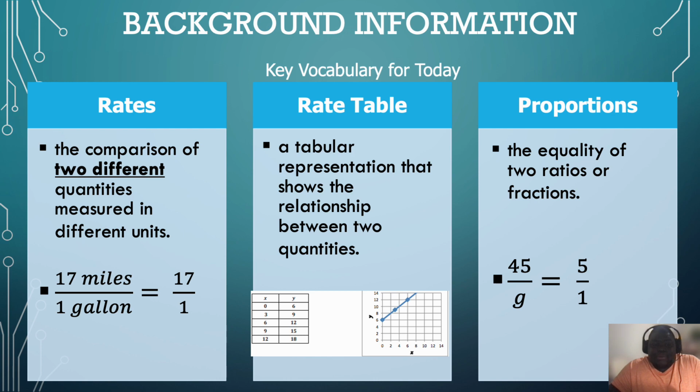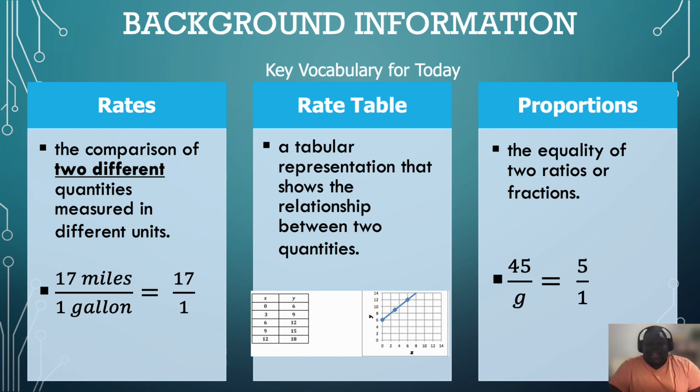Moving on to the rate table. A rate table is a tabular representation that shows the relationship between two quantities. I gave you a rate table. We've seen this before on our testing. It's this part on the left side that gives you X and Y. And if you don't get all this down while I'm talking, it's okay because you'll have 2 minutes to write it down.